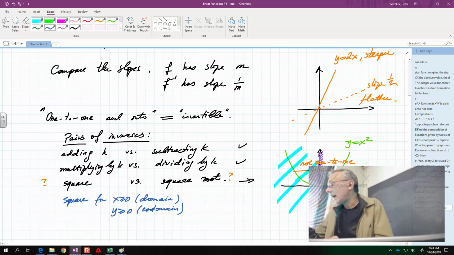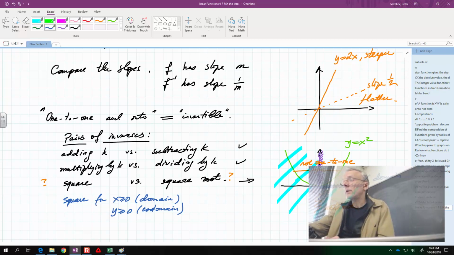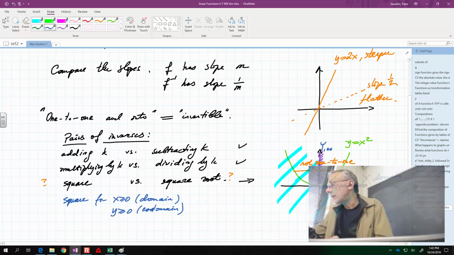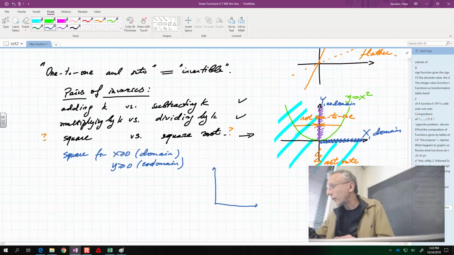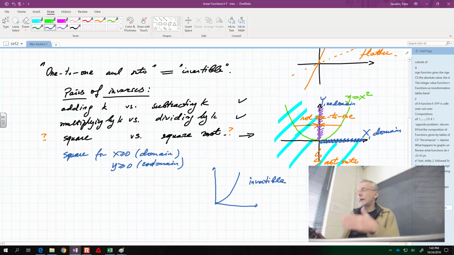So I marked the x. This is my x, the domain, and this is my y over here, the codomain. If that is the case, look at it. So what we're left with is a very simple thing, like this, and this is one-to-one onto. Okay, it's invertible. You can easily verify that the horizontal line test is passed, as well as it will cover every value of y that is available.